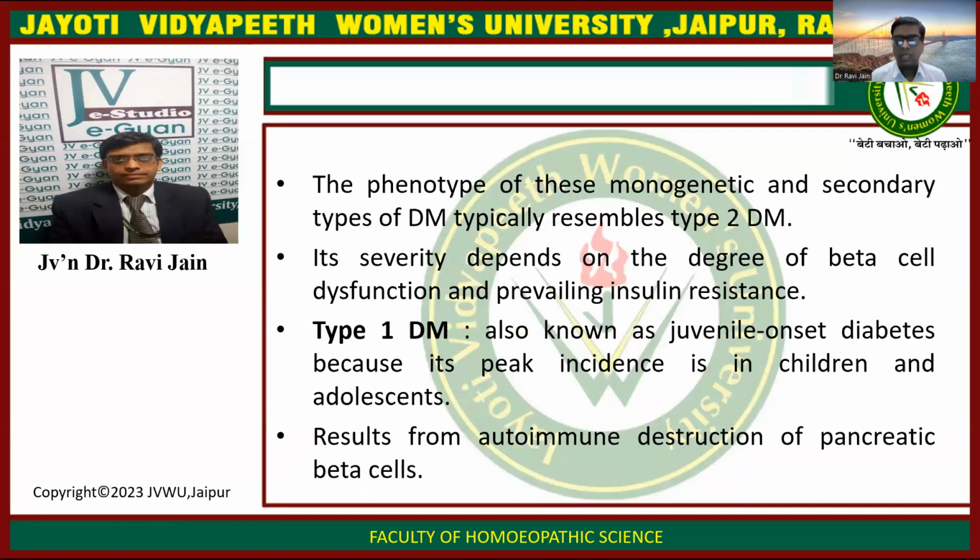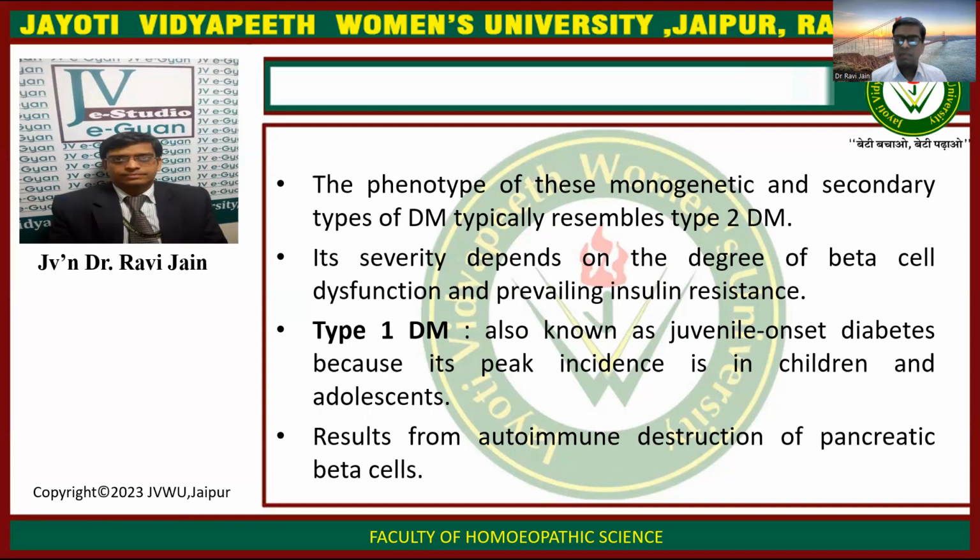Now, the phenotype of these monogenic and secondary types of diabetes mellitus typically resembles type 2. Phenotype means the clinical features, the external appearance. The severity of the disease depends on the degree of beta cell dysfunction and prevailing insulin resistance.